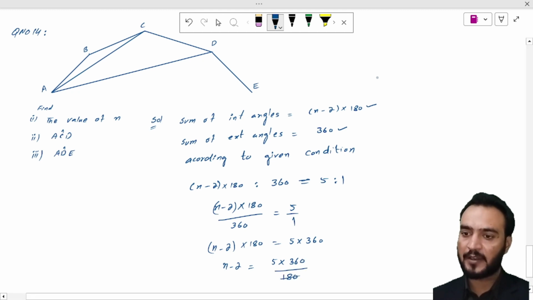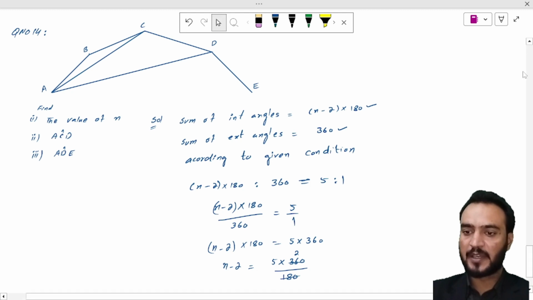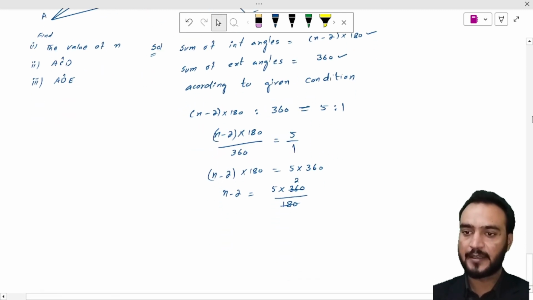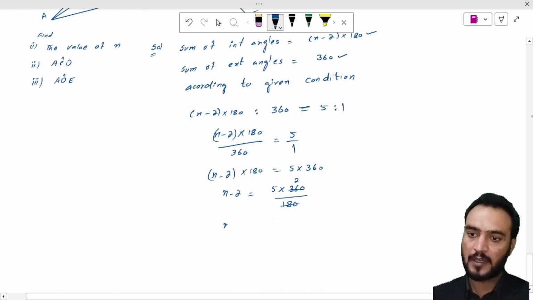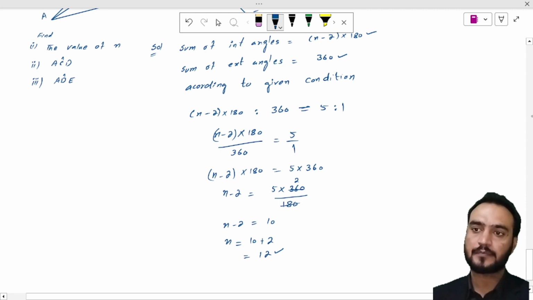If we multiply 180 by 2, we get 360. So the answer will be 5 twos are 10. So the value of n minus 2 is equals to 10, and hence we get the value of n, which is equals to 10 plus 2, and it is equals to 12. So this is the value of n.